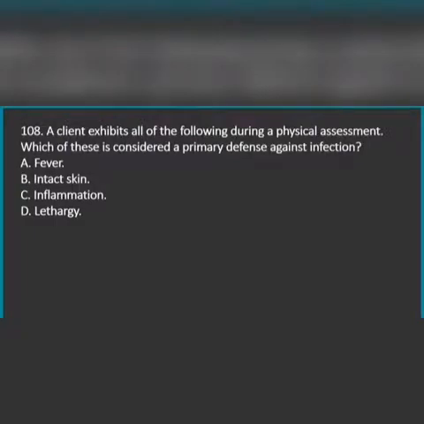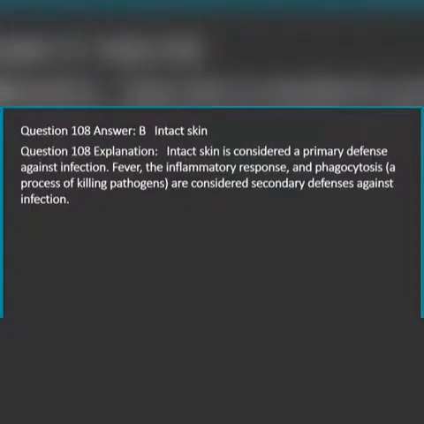Question 108. A client exhibits all of the following during a physical assessment. Which of these is considered a primary defense against infection? A. Fever. B. Intact skin. C. Inflammation. D. Lethargy. Question 108. Answer: B. Intact skin. Question 108. Explanation: intact skin is considered a primary defense against infection.